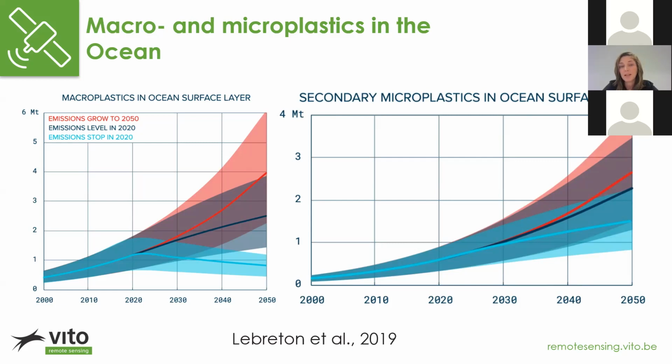However, if you look at the right-hand side, these are the secondary microplastics, so microplastics coming from weathering of the macroplastics. And there you see even if we fully stop emissions now, in 2020, the microplastics even further increase until 2050, which is really a huge problem.